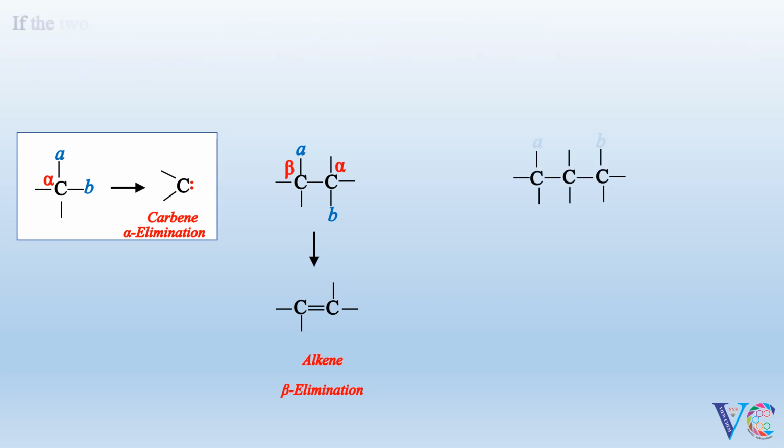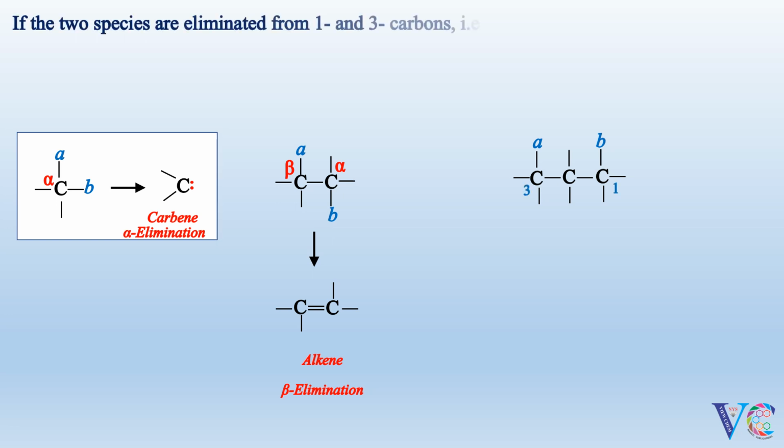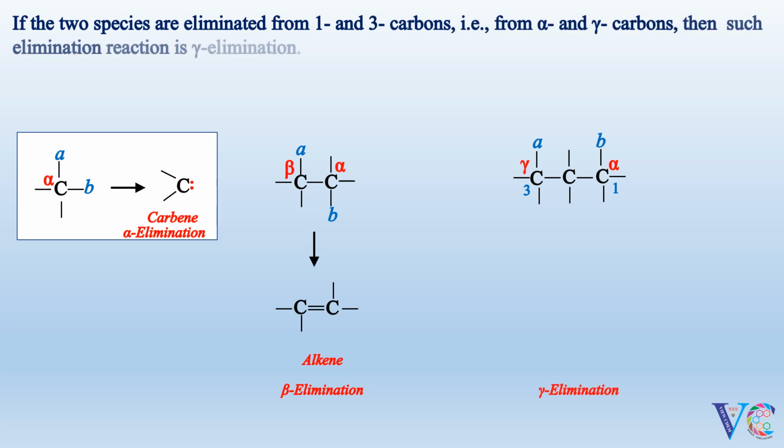If the two species are eliminated from 1 and 3 carbons, that is, from alpha and gamma carbons, then such an elimination reaction is gamma elimination. The result of gamma elimination is the formation of a 3-membered ring.